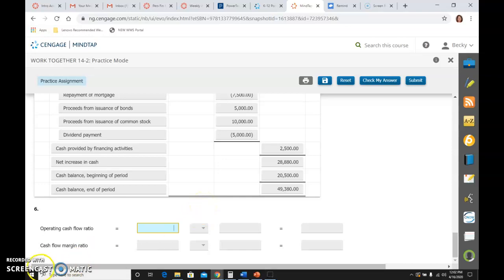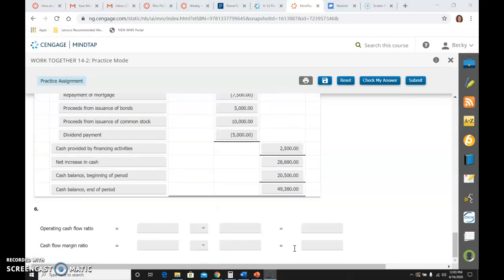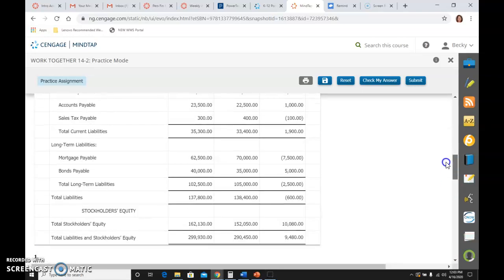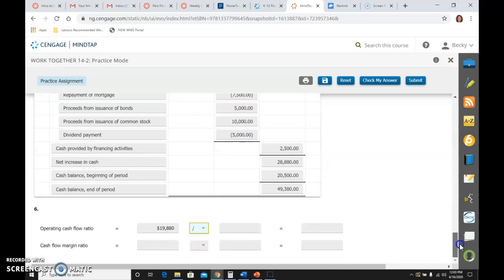So to do that, I take the operating cash flow, which was $19,880, divided by my current liabilities. And if I go up here, my current liabilities were $35,300. You see it there. $35,300. And I compute that out, I would get 0.56.